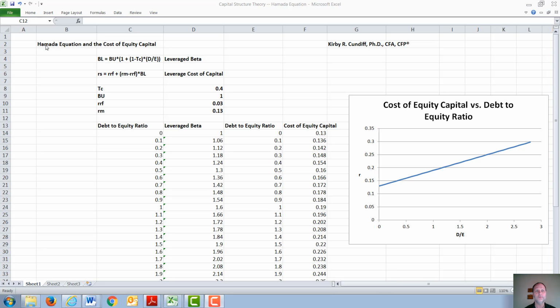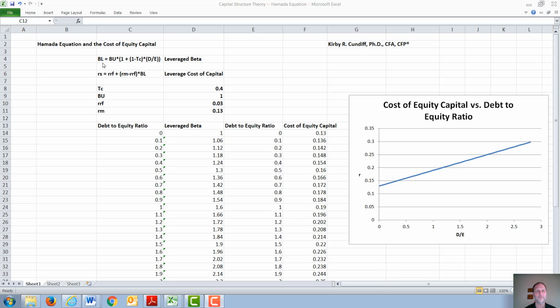In this video, we will discuss the Hamada equation and its effect on the cost of equity capital. The Hamada equation is a relationship between a leverage beta and an unleveraged beta, such that the leverage beta equals the unleveraged beta times 1 plus (1 minus the corporate tax rate) times debt over equity, such that if the company has no debt, the leverage beta and the unleveraged beta are the same.